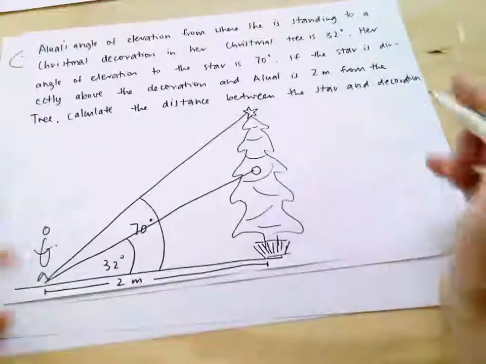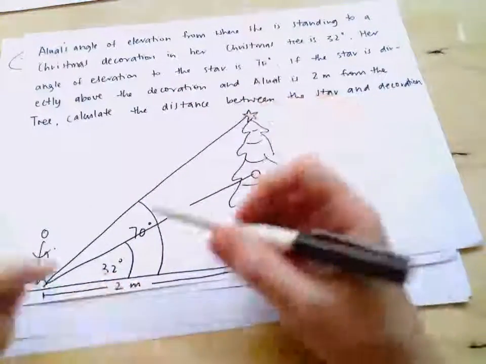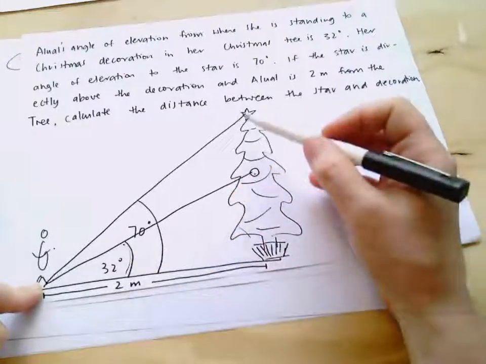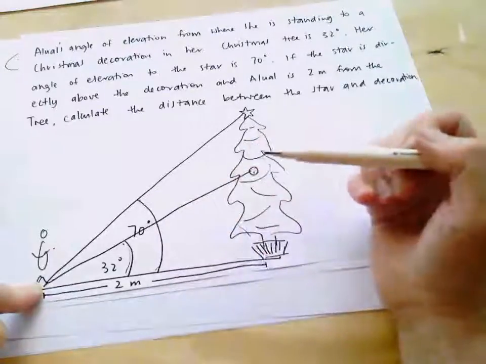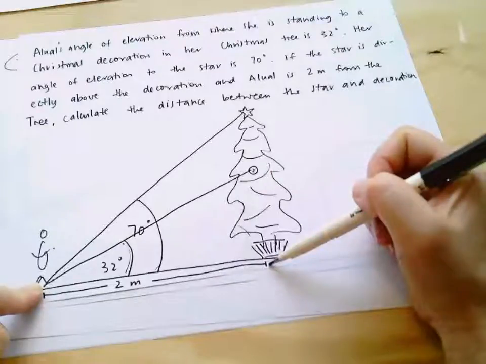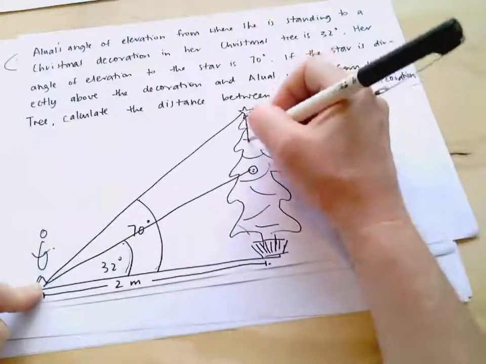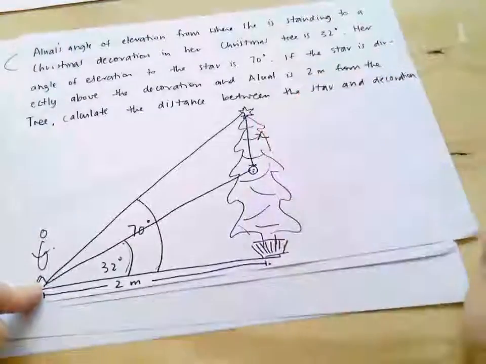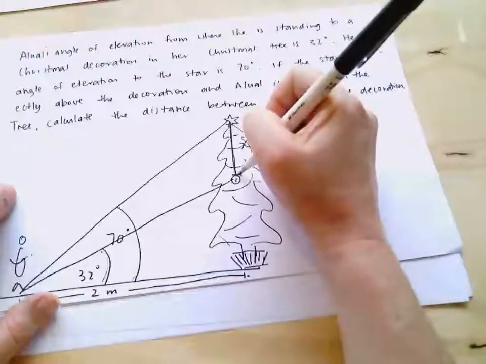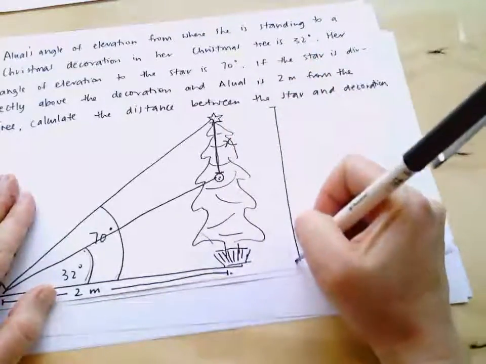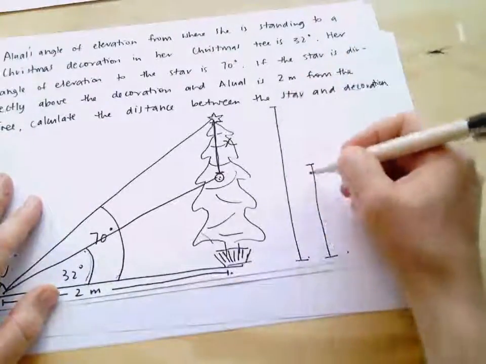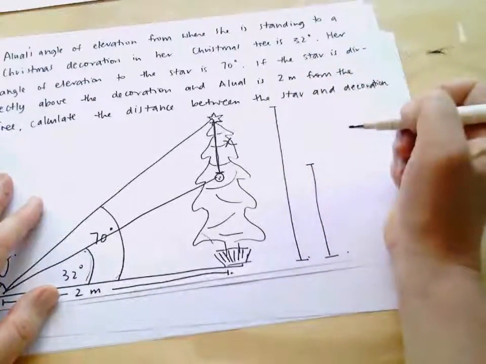Last example of that, Aloa's angle of elevation from where she's standing to a Christmas decoration is 32 degrees. Her angle of elevation to the star is 70 degrees. If the star is directly above the decoration and Aloa is 2 metres from the tree, calculate the distance between the star and decoration. So I'm trying to find that there. So I'd look at this question and go, if I want to calculate that bit, I'm going to need to know this whole height, and then I'm going to take away this height. So if this was 10 metres and this was 5 metres, I know that this must be 5 metres.